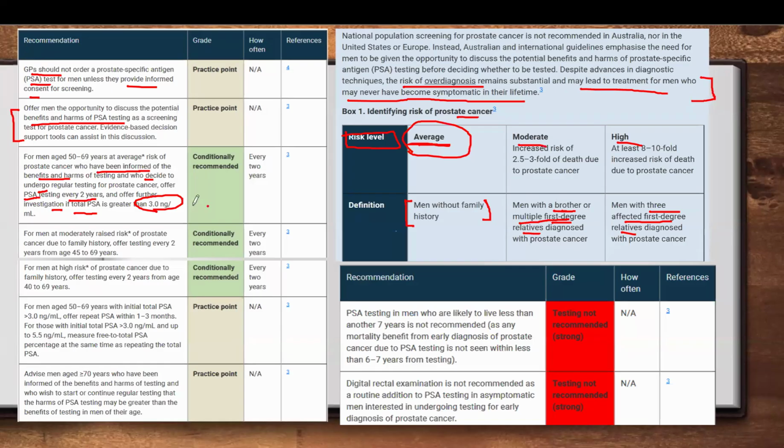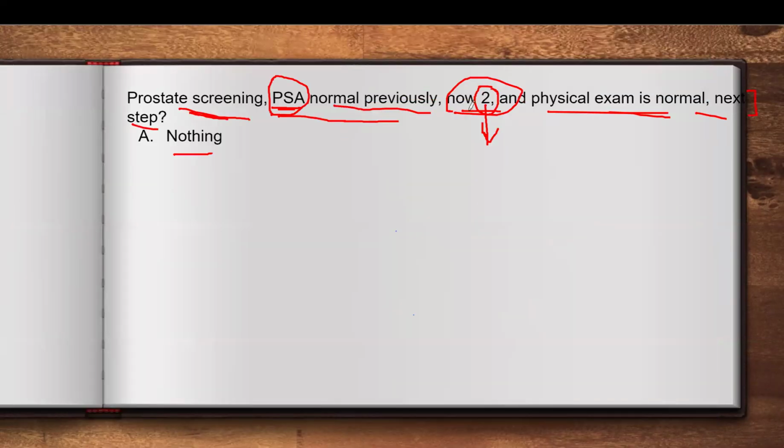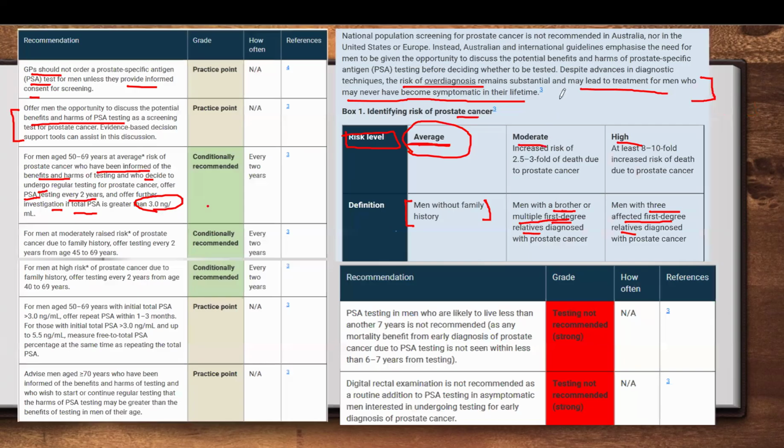So our patient, previously it was normal, but here it is 2, which is less than 3 right now. Although he's having PSA 2 yearly, right now the PSA was still normal, less than 3. So what we can say to him is that PSA would be done every 2 years. And this was for the average risk.